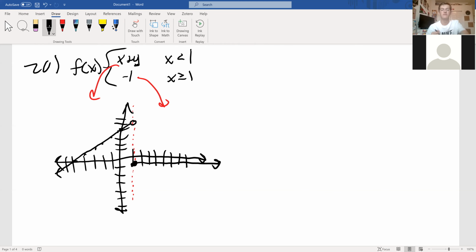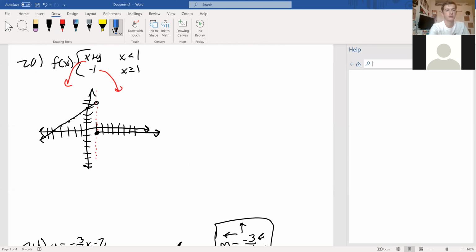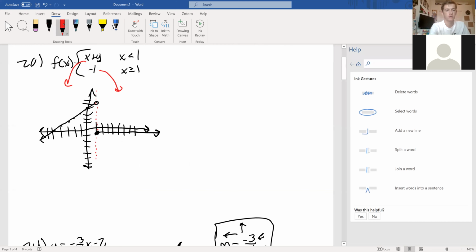So it could definitely help even for the one where we had like 3. You could just draw 2 dotted lines on your graph to kind of tell you where to stop. And that might make it a lot easier to find this point right here. Let me use this. This one right here.